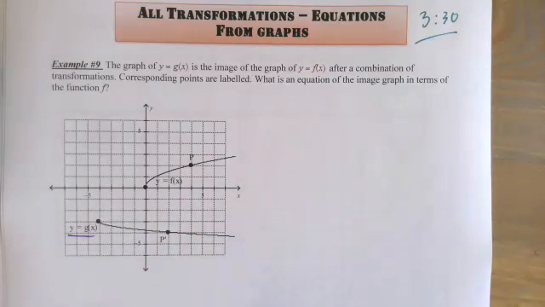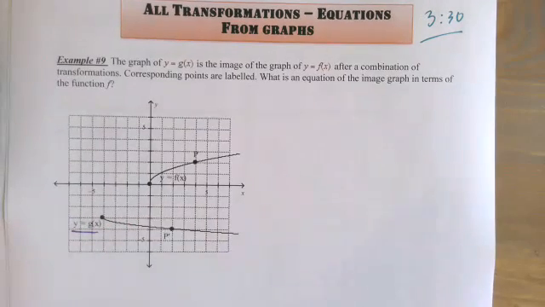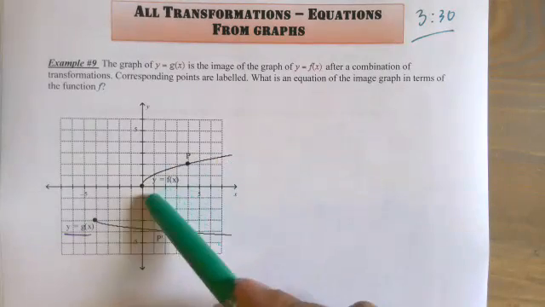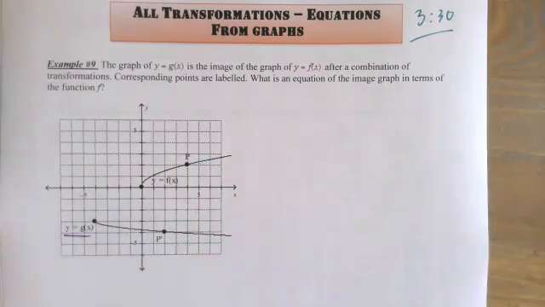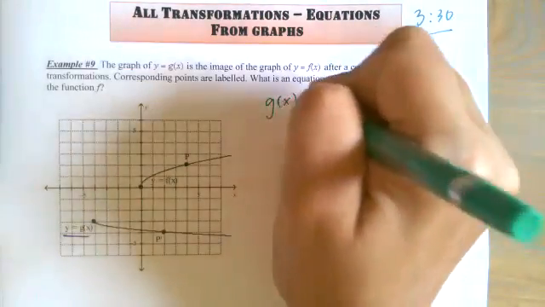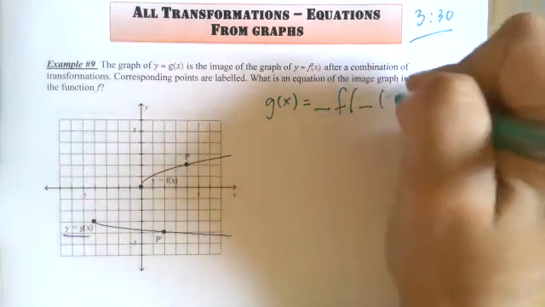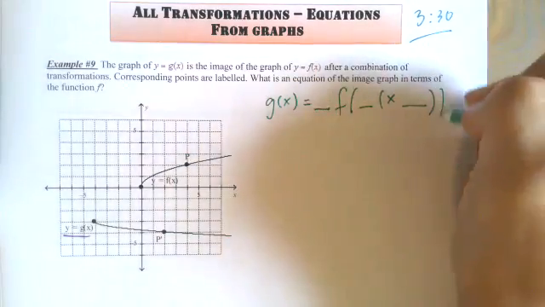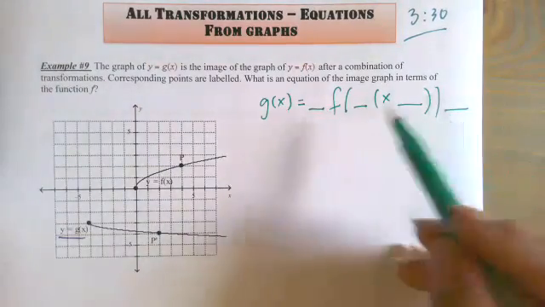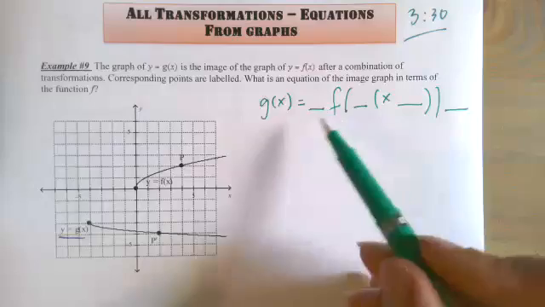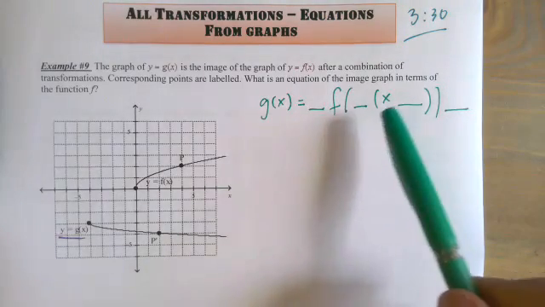What is an equation of the image graph? So the equation for g of x in terms of the function f of x. We want to know how we got from f of x to g of x. So basically, g of x equals a times f of b times x minus c, plus d, right? The graph of f is being transformed after a series of transformations. All we have to know is what's happening with our graphs to figure out the variables a, b, c, and d.